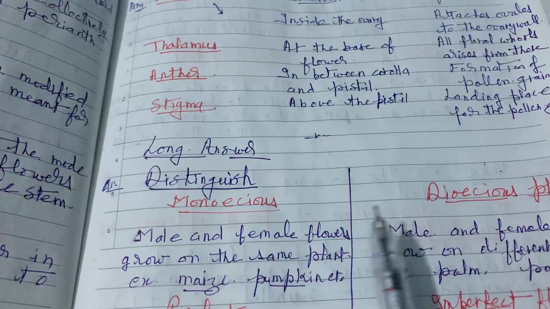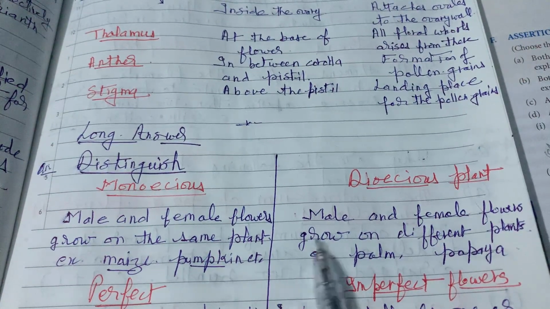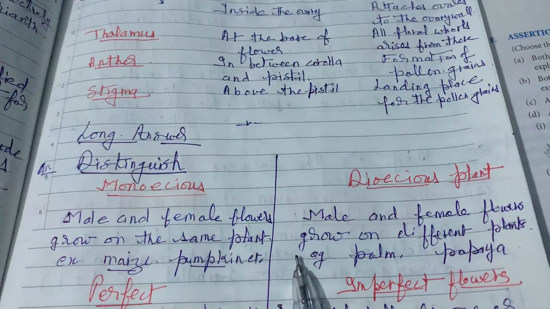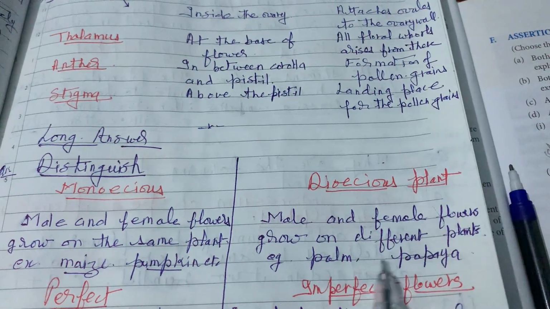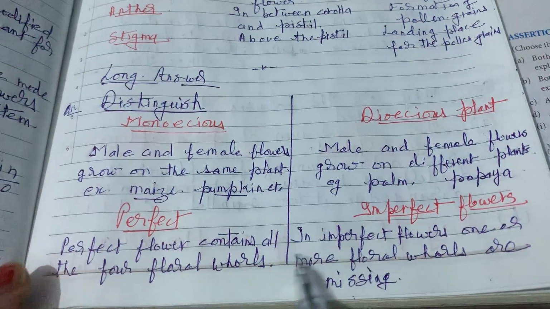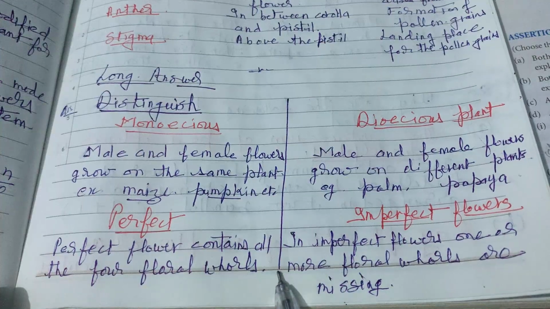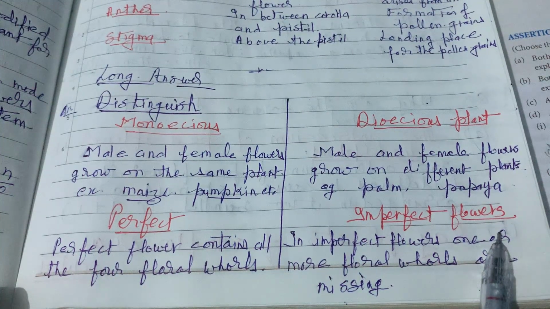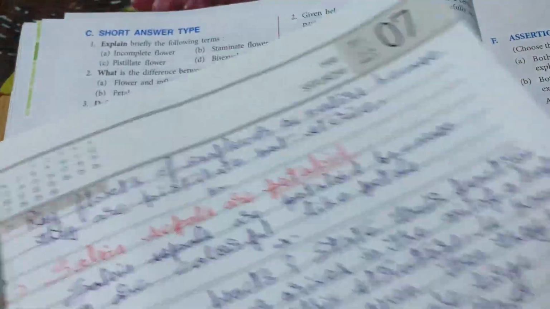Now here, distinguish between monoecious and dioecious plant. In monoecious, male and female flowers grow on the same plant, for example maize and pumpkin. Dioecious, male and female flowers grow on different plants, example palm, papaya. Perfect and imperfect flower. Perfect flowers contain all the four floral whorls. Imperfect flowers, one or more floral whorls are missing.